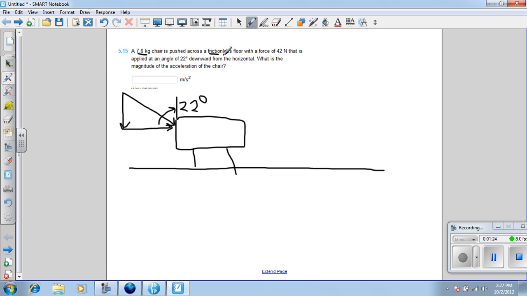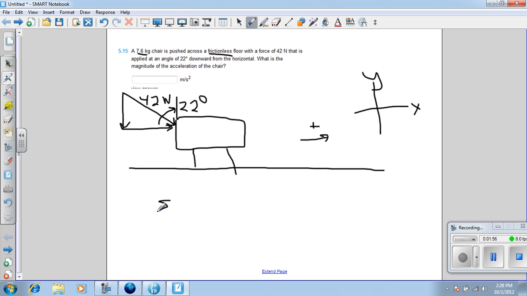This is important. It's frictionless, so there's no opposing force. So here's our x direction, there's our y direction. Even though we know that this is 42 newtons this way, it's only this part of the 42 newtons that's actually pushing the chair, and there is no friction back the other way. So let's call this direction the positive x direction.